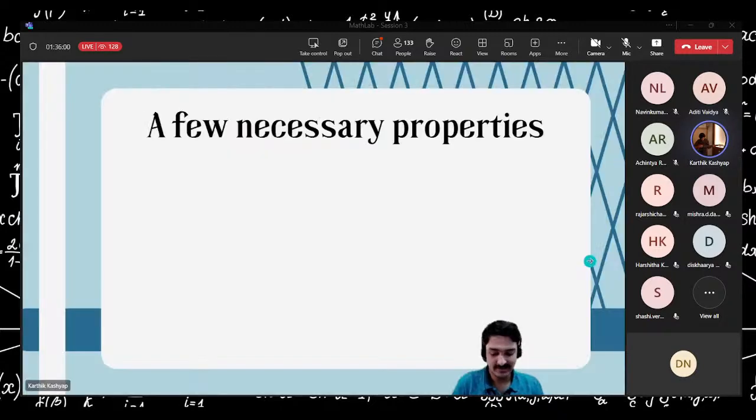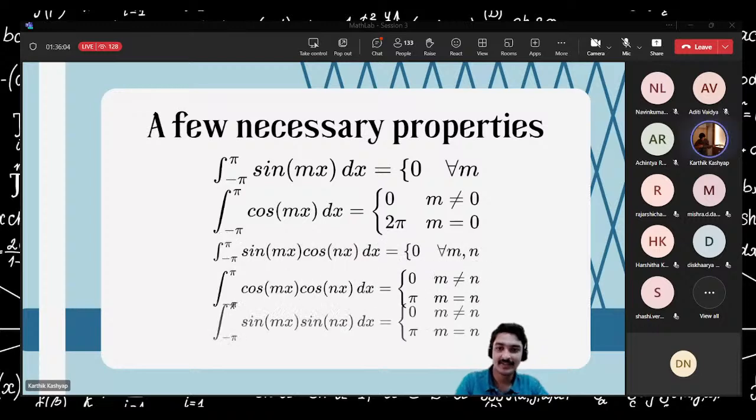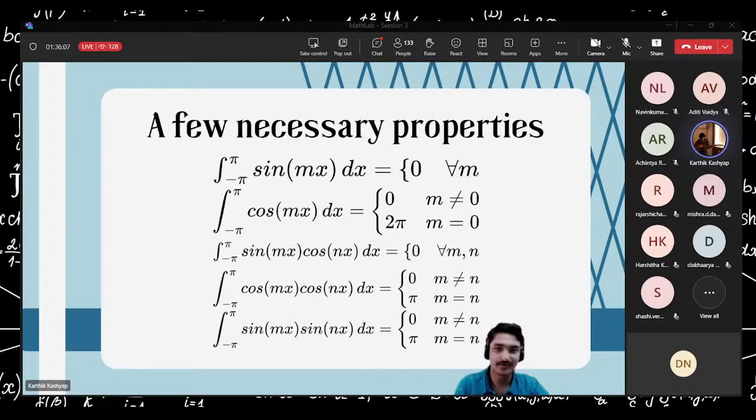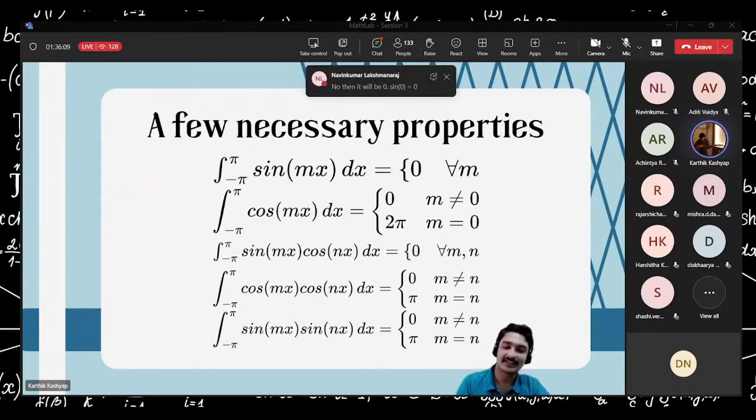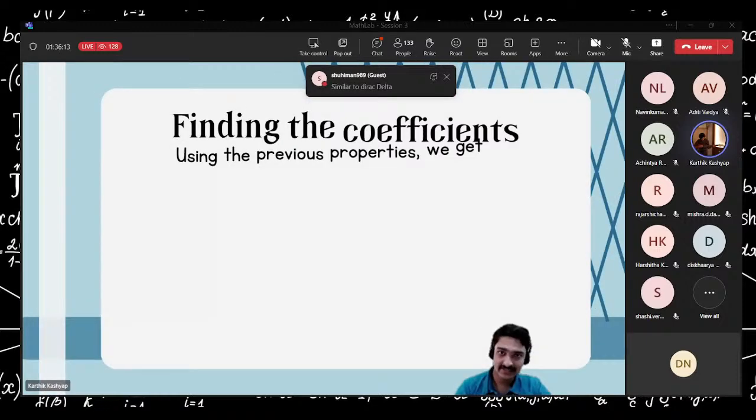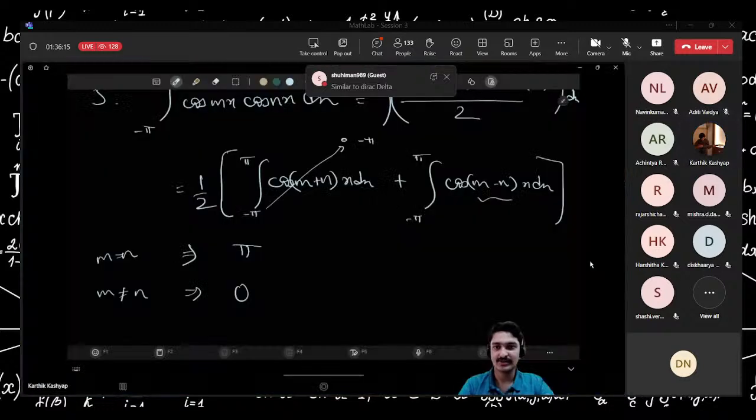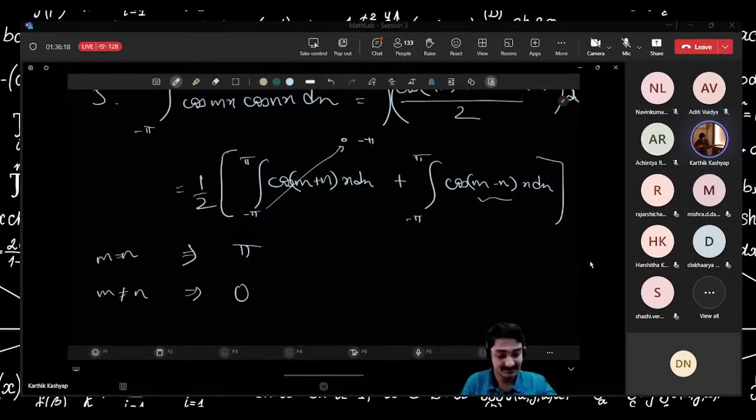So let's head back to my PPT. These are the 5 properties that we have proved so far. You can look at it. This is exactly what we have proved so far. So let's move on to actually finding the coefficients. I'll switch back to my tab again.